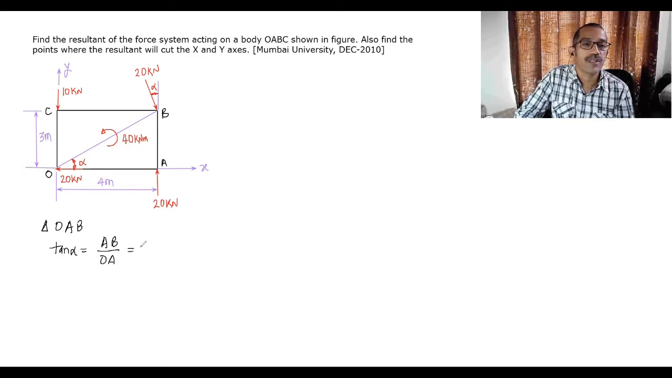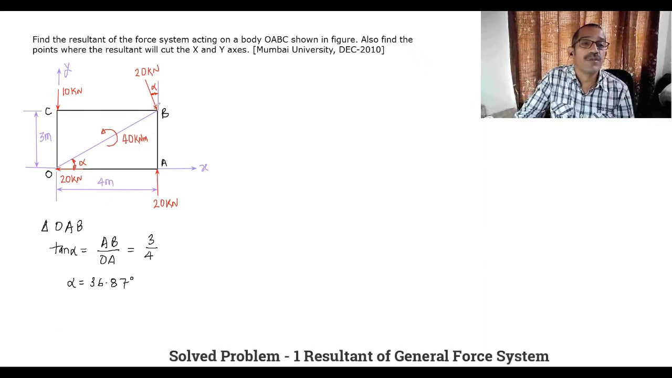Therefore, what will we get here? 3 upon 4. So if we find this angle, angle alpha comes out to be 36.87 degrees. Now, this 20 kilonewton force is also inclined at the same angle.